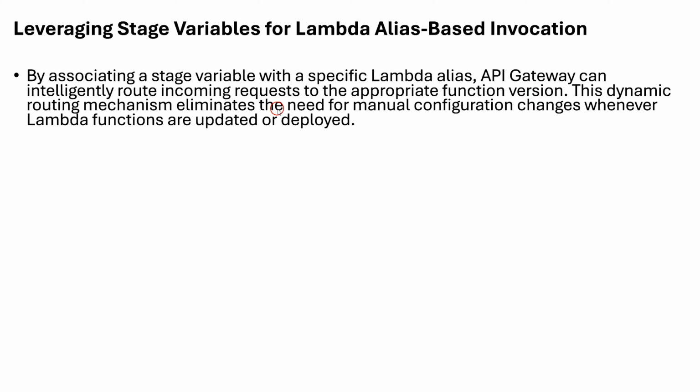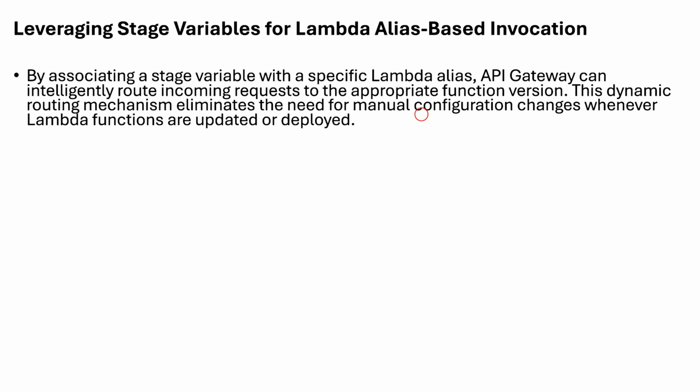So leveraging stage variables with Lambda aliases, you can achieve that. This dynamic routing mechanism eliminates the need for manual configuration changes whenever Lambda functions are updated or deployed. Definitely, right? That is the use of Lambda aliases. So we know why we use Lambda aliases. Underlying versions may change, but the alias will remain the same, right?